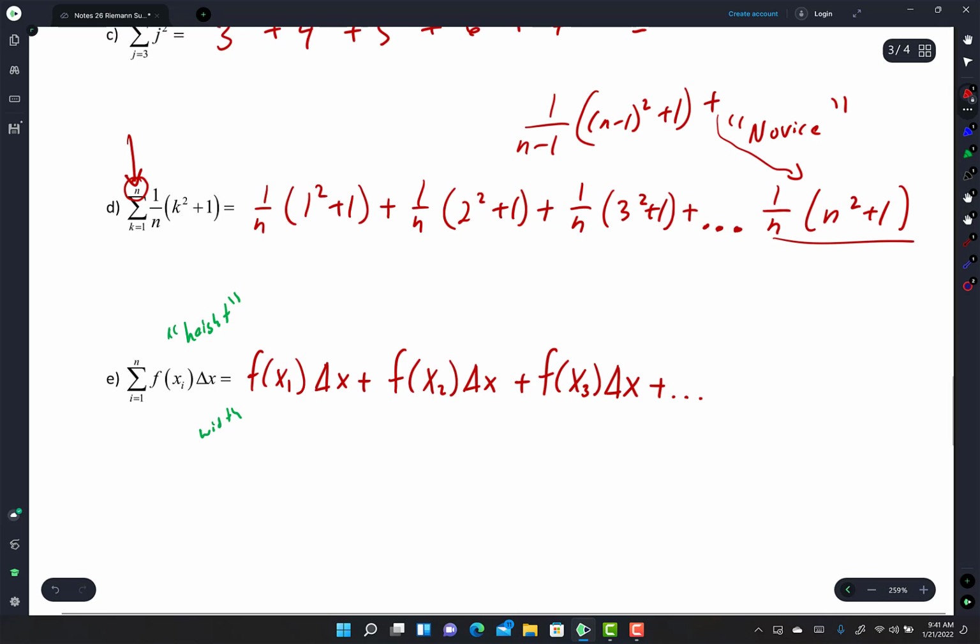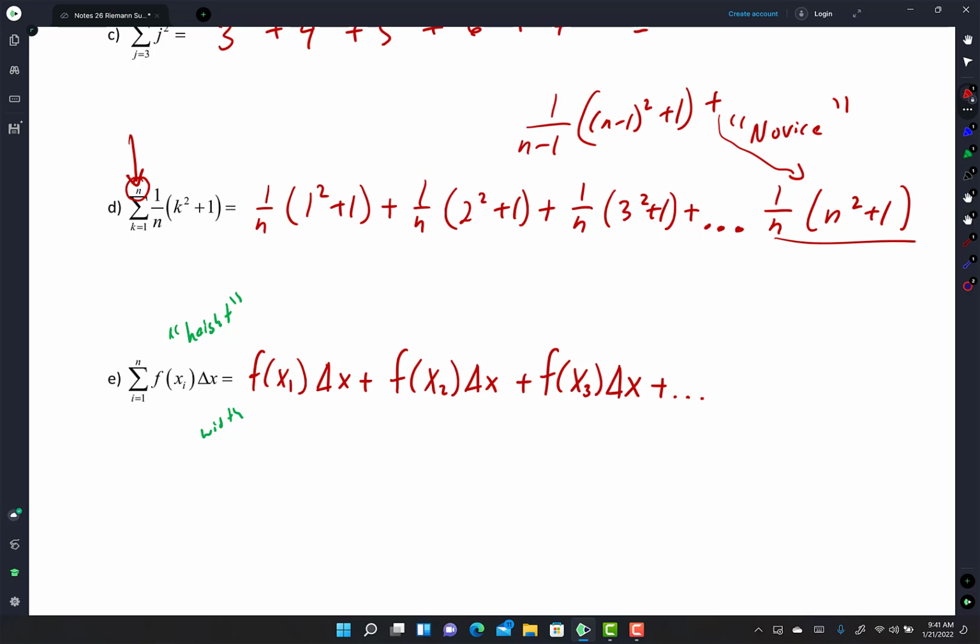You guys want to do it the rookie way or the novice way or the right way? The right way. All right, the right way. Here we go. F of n minus 1, close it, delta x, plus f of n, close it, delta x. There it is, the right way. Second to the last one, and then the last one. Are we feeling okay? Nothing crazy, right?